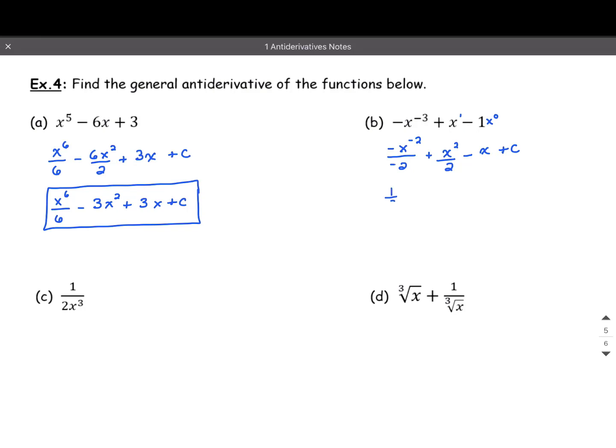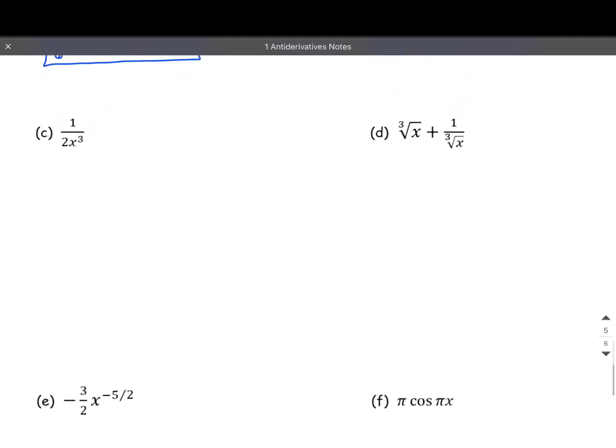That's a positive 1/2 x to the negative 2 plus 1/2 x squared minus x plus c. Nice. There we go. Okay, now take a look at c. Before you find the antiderivative, you need to rewrite this. This is 1/2 times x raised to the negative 3.